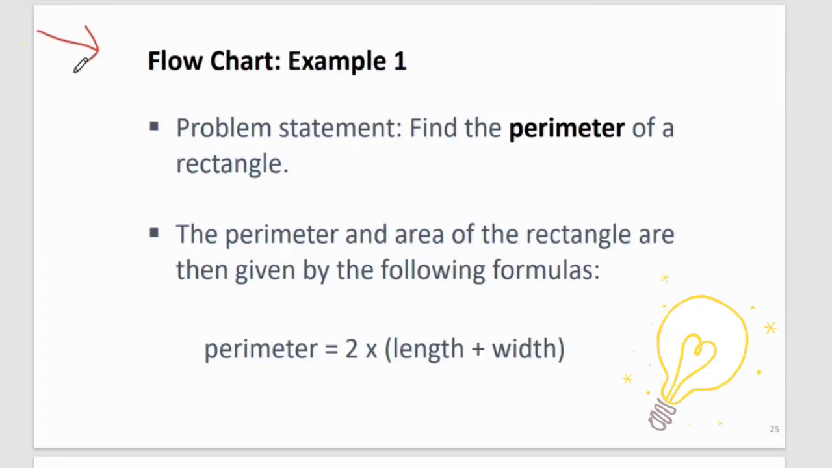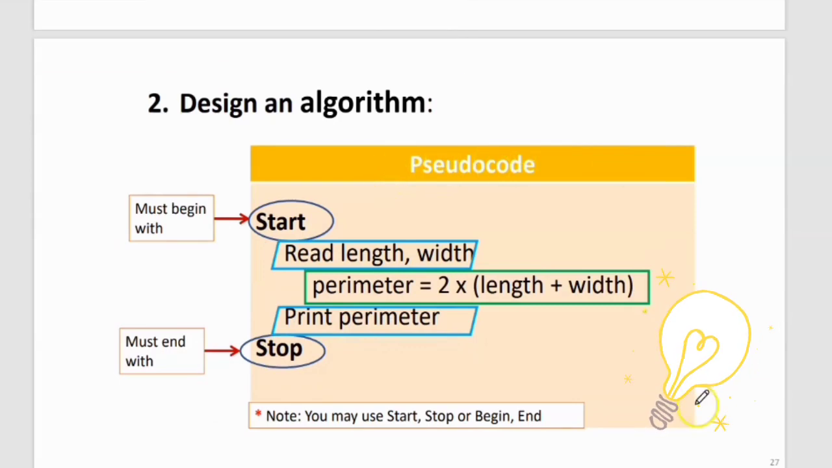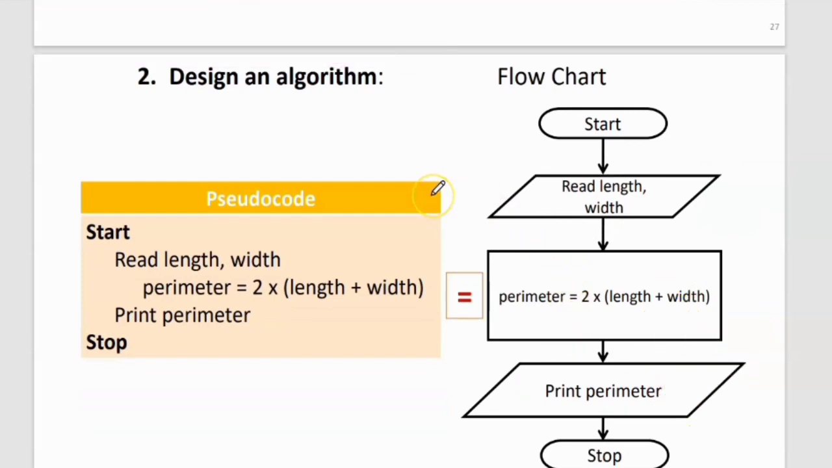Now we see how to draw the flowchart for example 1. This we already discussed just now. We already wrote the pseudocode. Now we want to draw the flowchart. So for the flowchart, we just transfer from pseudocode to flowchart using suitable symbols. For start, use the oval shape and write start. Second, we have input here, so read length, width.